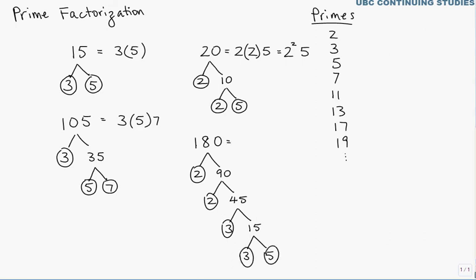So what do we have? We have two 2's. Using exponential notation, we'd write that as 2 to the power of 2. We have two 3's. Again, using exponential notation, write that as 3 to the power of 2, and we have one 5. So 180 is 2 to the power of 2 times 3 to the power of 2 times 5.